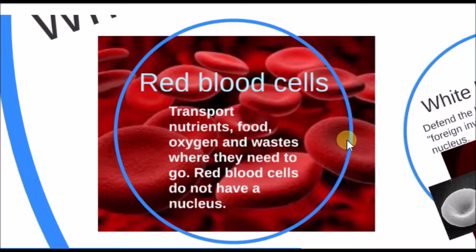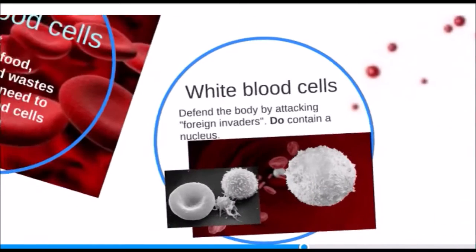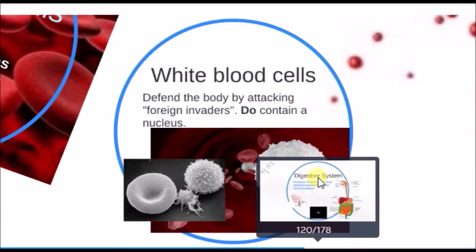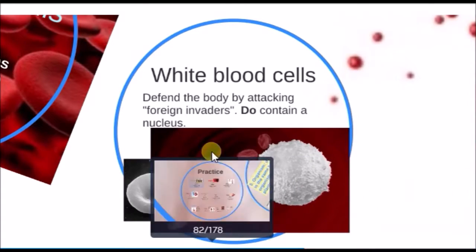All right, the next blood cell we have here is the white blood cell. White blood cells defend the body by attacking foreign invaders. So when I say foreign invaders, I mean things like fungus and bacteria and viruses. And they actually do contain a nucleus. They kind of have to be smart and know what they're doing.